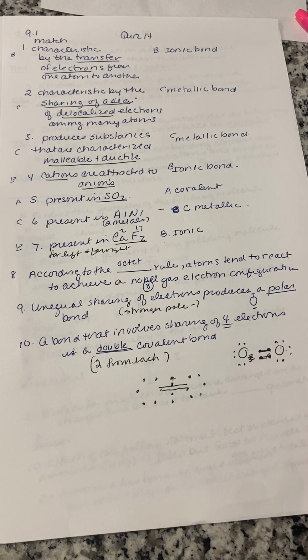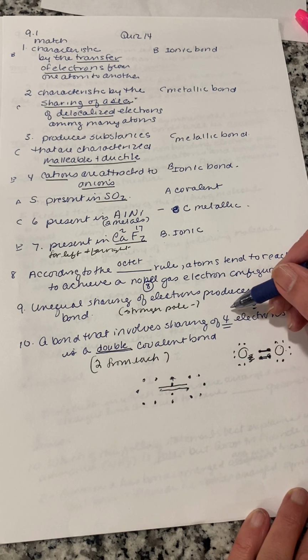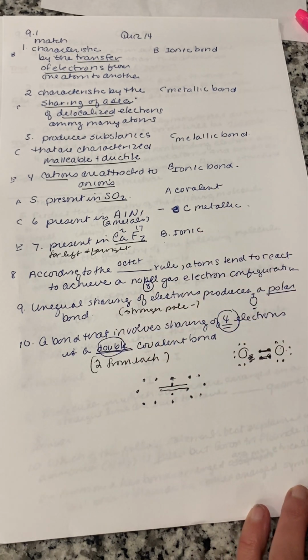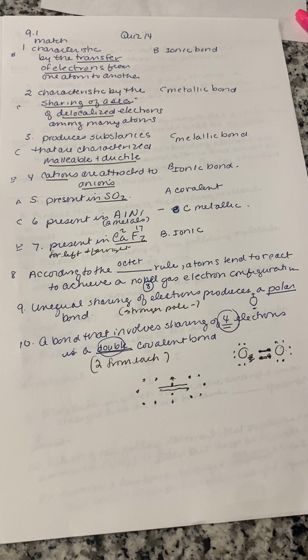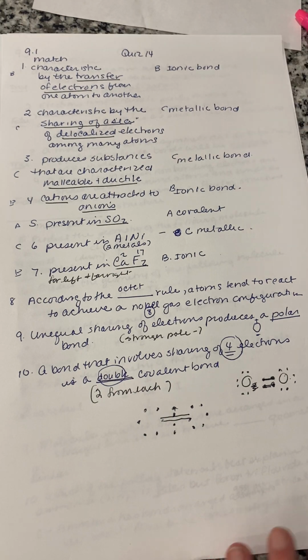A bond that involves sharing 4 electrons is what? When they share 4 electrons, it's going to be a double bond. Sharing 2 electrons is single, but sharing 4 electrons is a double bond. If they end up sharing 6 electrons, it's going to be a triple bond, right? So that's your quiz for that section. So let's go on to the next quiz.